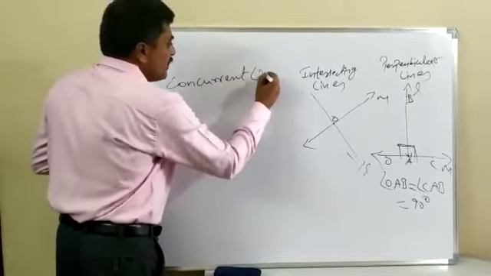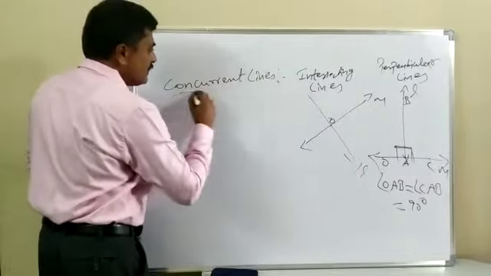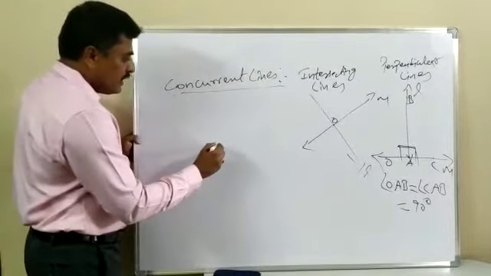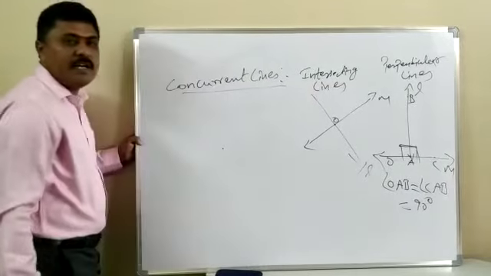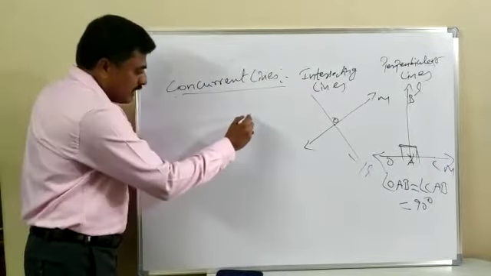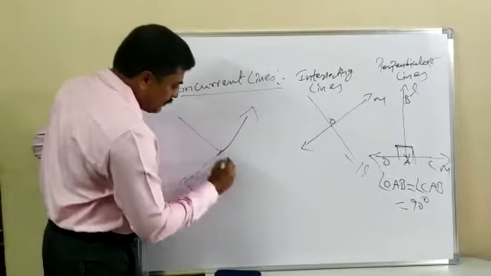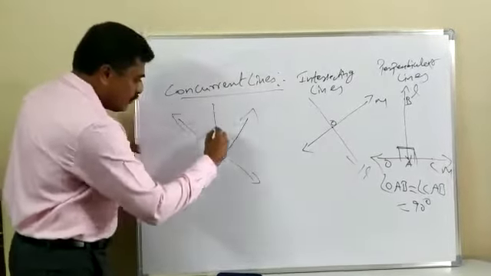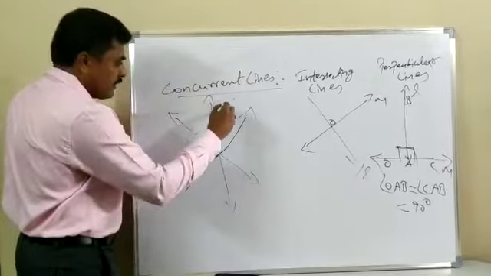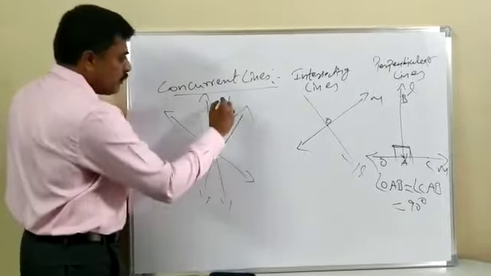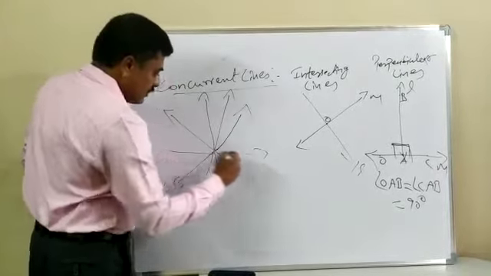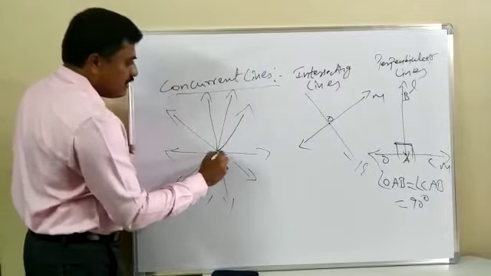Concurrent lines. What is the meaning of concurrent? We will see now. Here, one point I have taken. One line is passing through this point. One more line is passing through the point. Here, one more line is passing through this point. So, like this, all these lines.